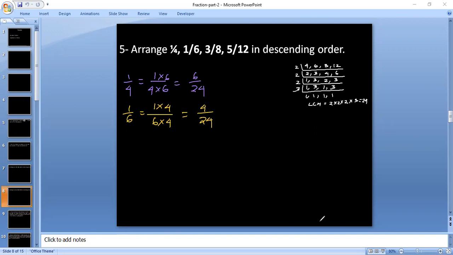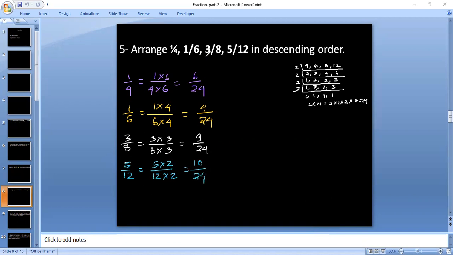Next is 3 by 8. We have to make 8 into 24. That means 24 divided by 8 is equal to 3. So you should multiply 3 in both numerator and denominator. Now it will be 9 by 24. The next is 5 by 12. We have to make 12 into 24. 24 divided by 12, that means 2. Now you should multiply 2 in both numerator and denominator. Now it will be 10 by 24.